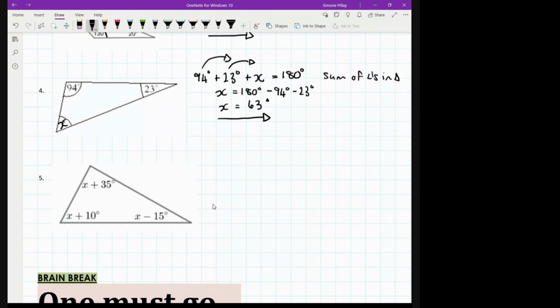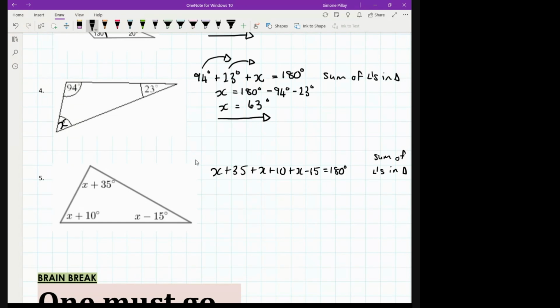Ma'am, you can say x plus 35 plus x plus 10 plus x minus 15 is equal to 180. The angles in a triangle add up to 180.